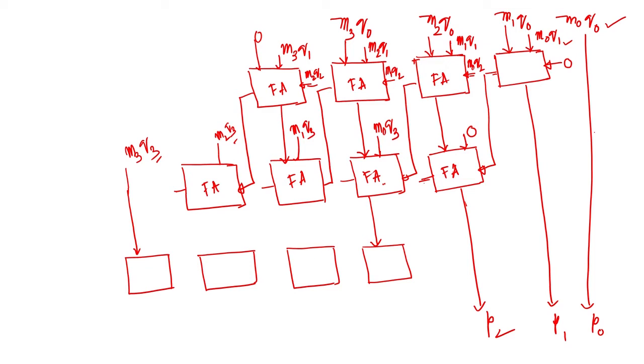So, in the last full adder, what do we do? One input is coming from the P0, P1, P2. So, for P3, we take the input from here, this will be 0. So, this will give you P3.